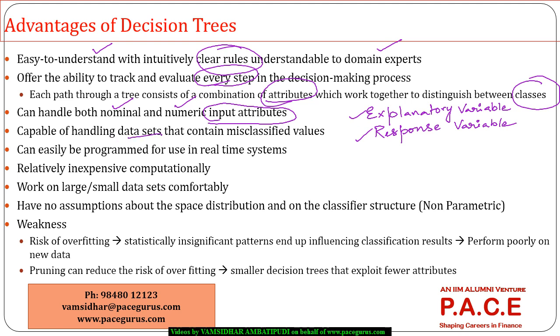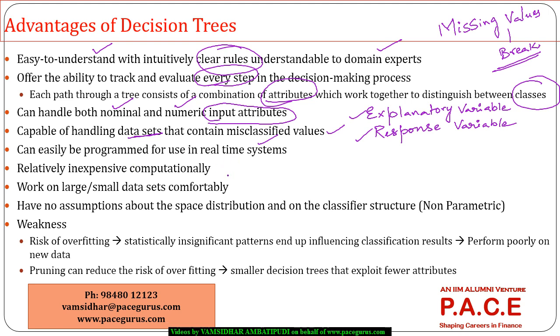They are capable of handling data sets even if they have misclassified values or missing values. See, with some models, if the data has a lot of missing values, the model will simply break. The model will not go forward. Whereas with decision trees, we don't have such problems. Even if there are missing values, the data is very well handled and the model is very well built. So they can be easily programmed for use in real-time systems.